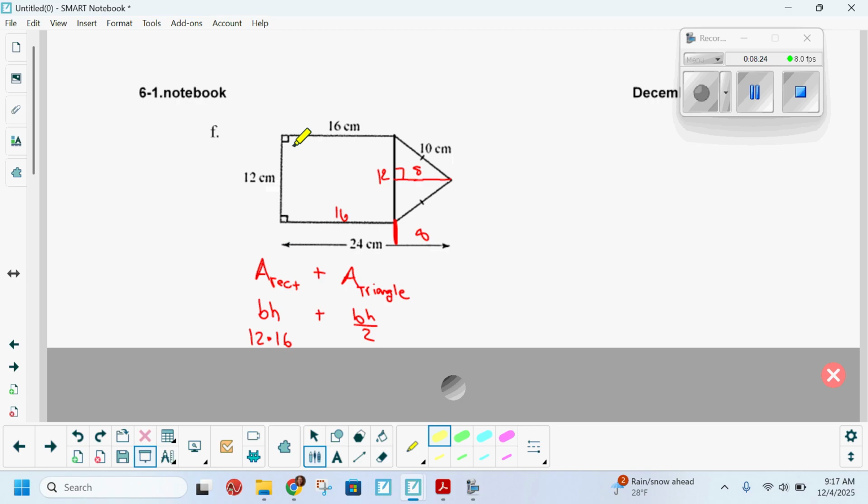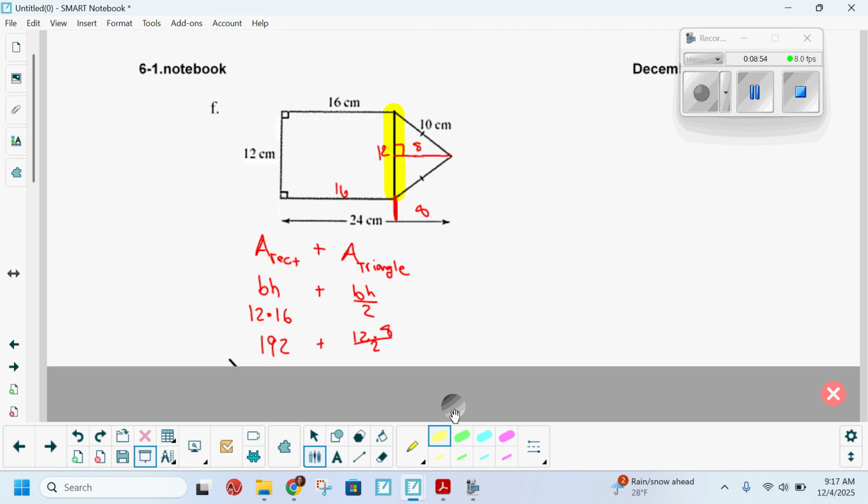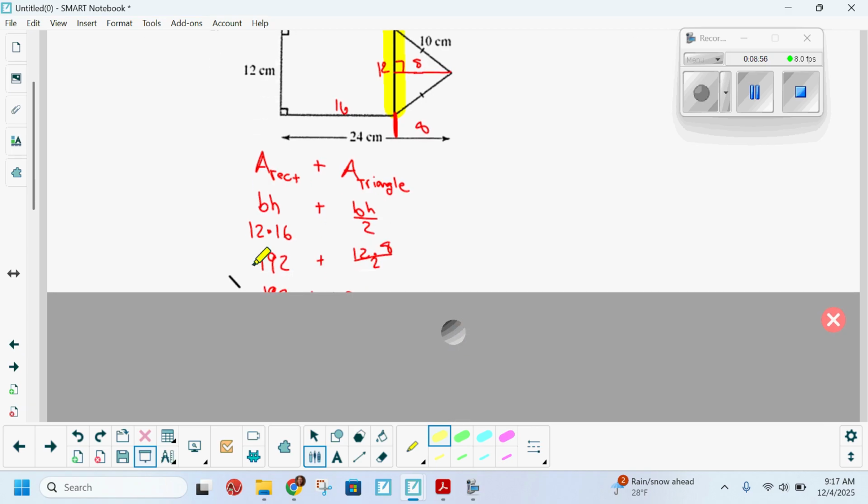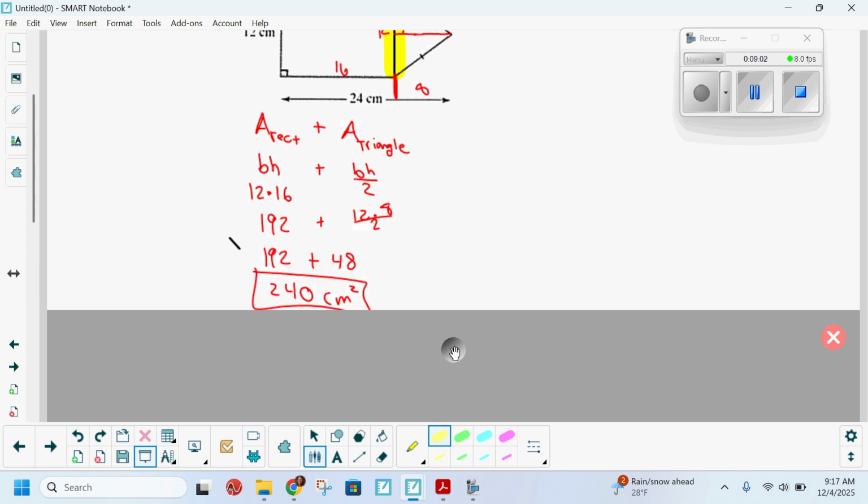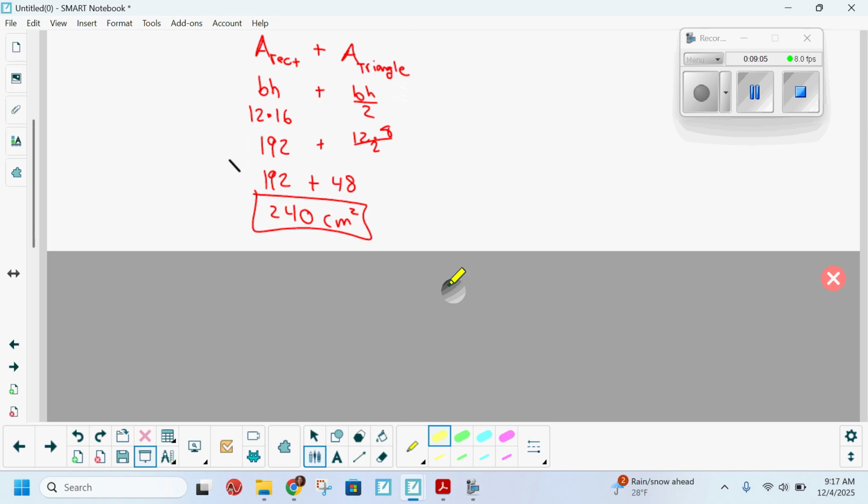So this is obviously 16 by 12. This triangle, though, this base has to be 12 because this is a rectangle. And this height right here, I need to figure out. And the way I was able to figure it out is if this whole thing is 24, but only from here to here is 16, then that means there must be 8 left here. So that's my height. Notice 10 can't be my height because it's not perpendicular to the base. So I'm going to fill that in. My rectangle is 192, and my area of the triangle is 12 times 8 divided by 2. And then I add them together to get 240 centimeters squared.